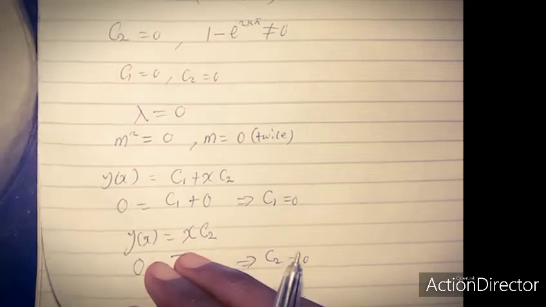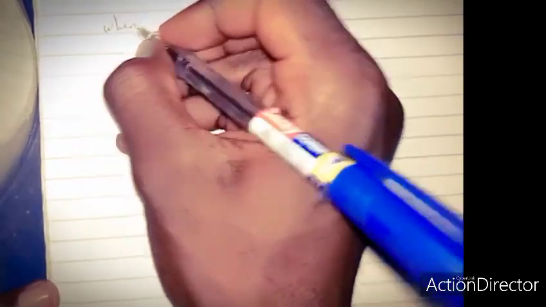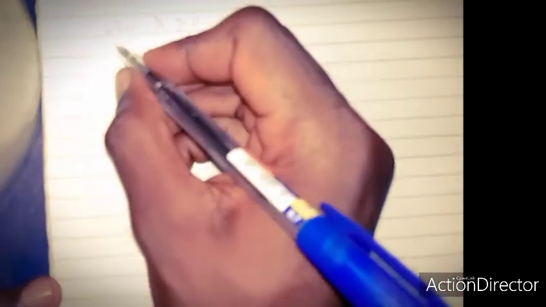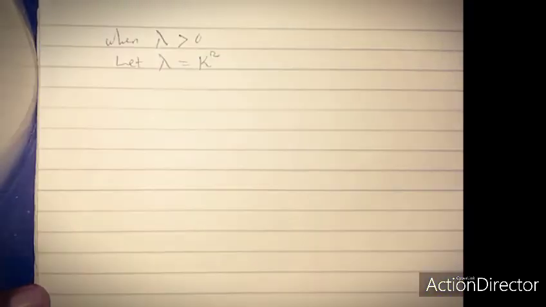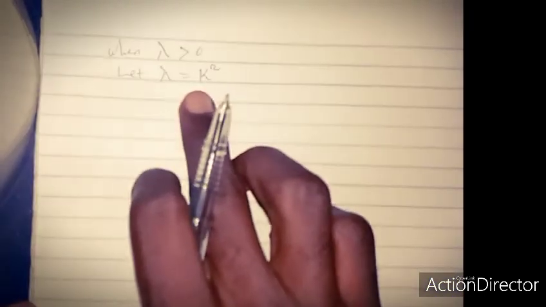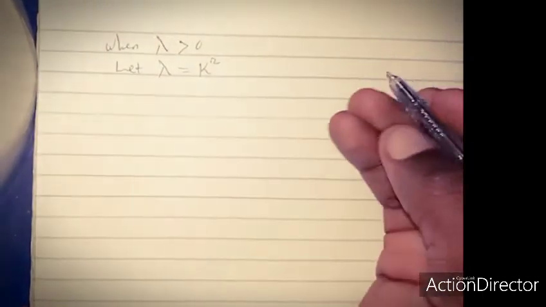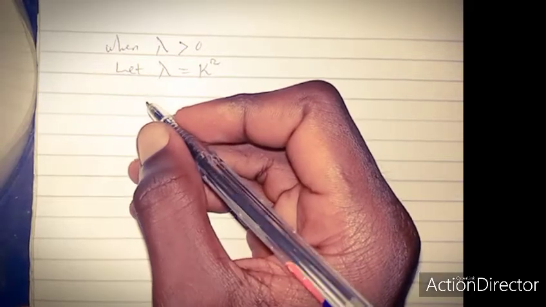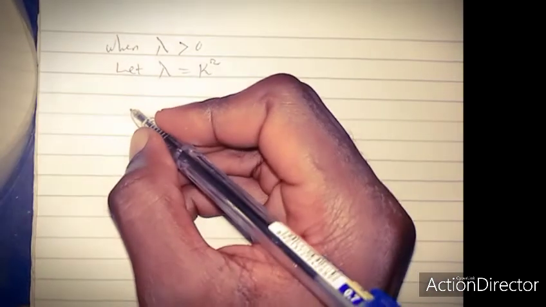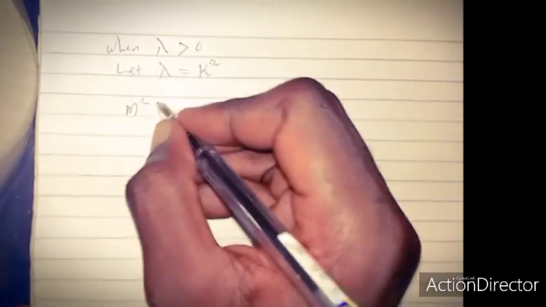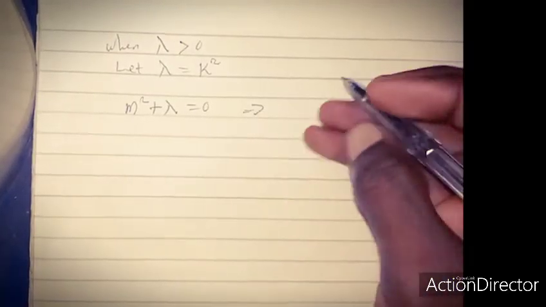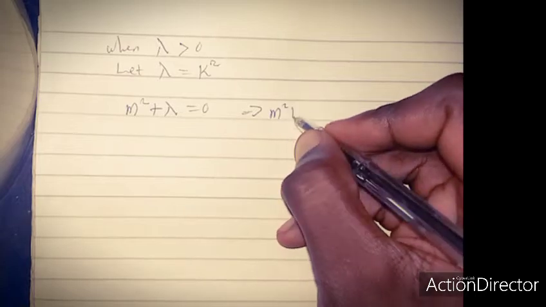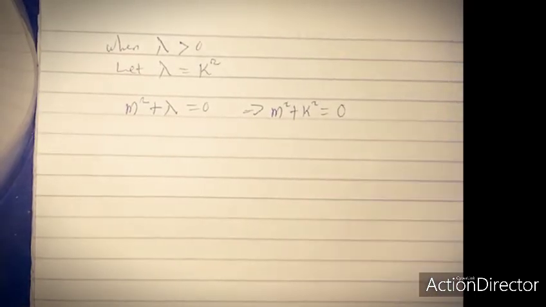So the last step is to check when lambda is greater than 0. So we say let lambda equal k squared. This is to emphasize that lambda will always be positive. So if lambda equals k squared, we'll go back to our auxiliary or characteristic equation, as the case may be. So let me write it, m squared plus lambda equals 0. That's our characteristic equation. So I'll put k squared here. So it will be m squared plus k squared equals 0.